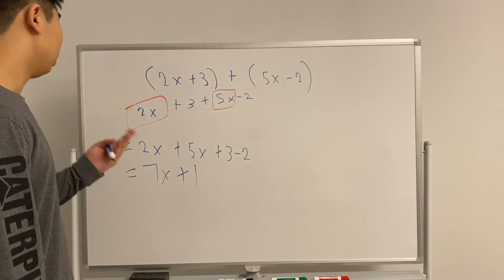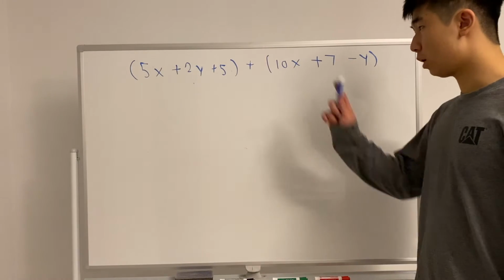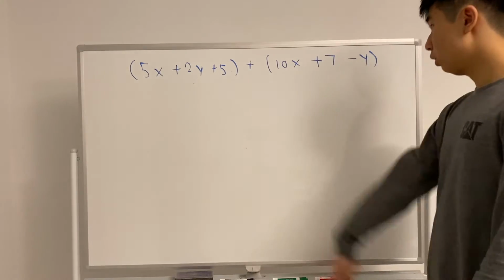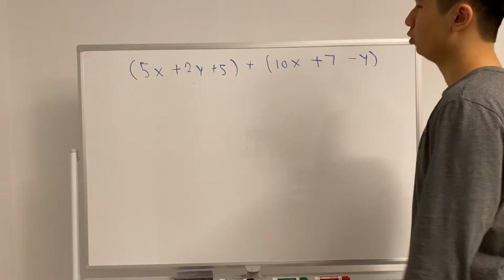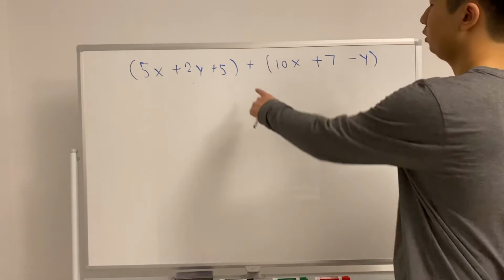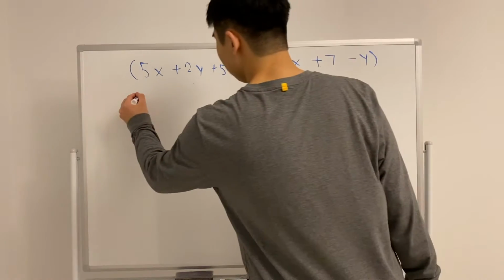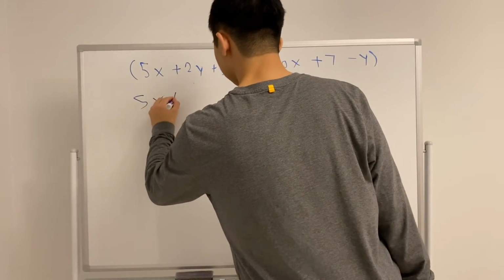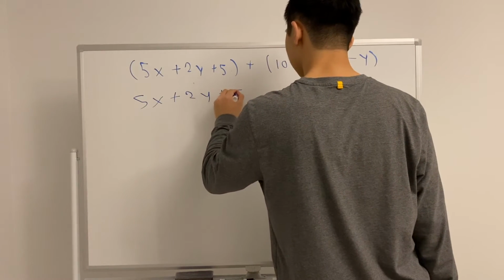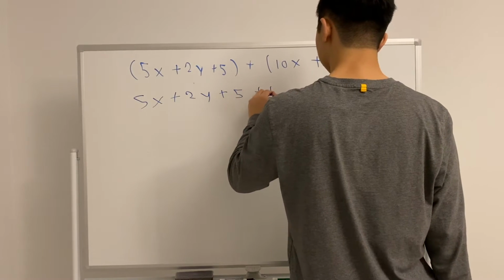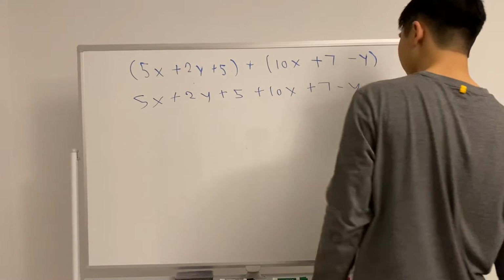So I'll go over another example. Alright, so we have another question here. It looks a little more difficult than the previous question, but it's the same process. Since you're adding the polynomials, you can just get rid of the brackets. So 5x plus 2y plus 5 plus 10x plus 7 minus y.